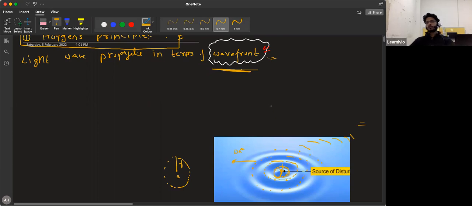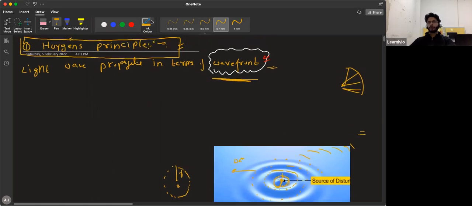Omar, locus is a term of mathematics. Locus means a curve which follows certain conditions. Here, the condition is that all points on the curve are at a fixed distance from the source. If all points on the curve are at a fixed distance from the source, then you call that the locus.